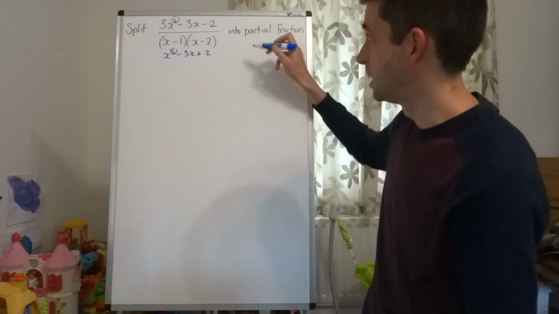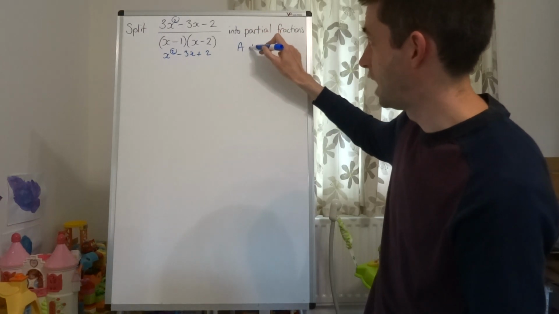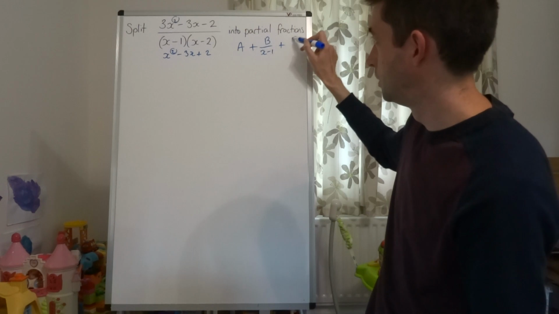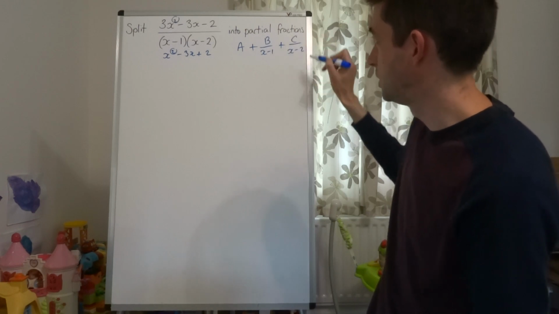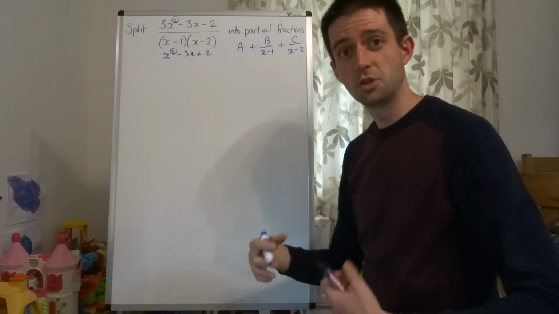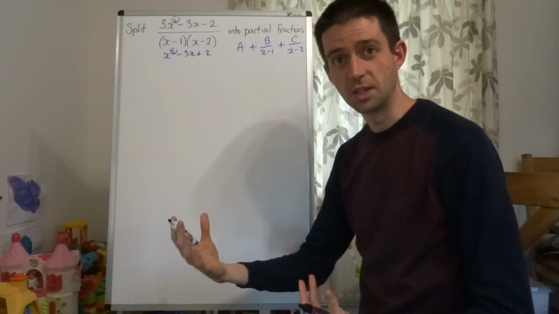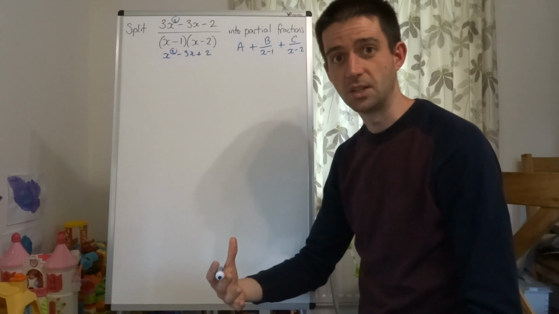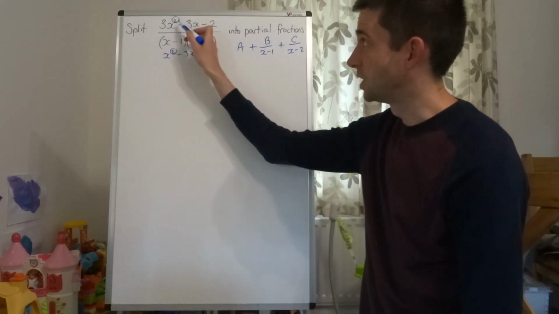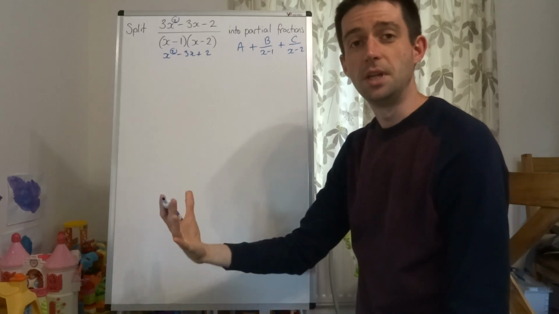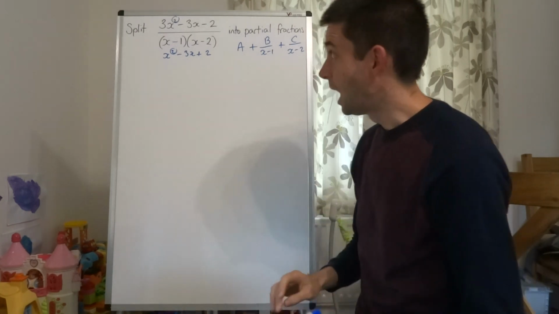Sometimes you're given a bit of a nudge. You're told to put it into the form A plus B over x minus 1 plus C over x minus 2. But you're not always given that nudge, so whenever you're doing partial fractions, always check the highest power on the numerator and the highest power on the denominator. And if the power on the numerator is the same or greater than the power on the denominator, then you need to divide first. So let's do that.